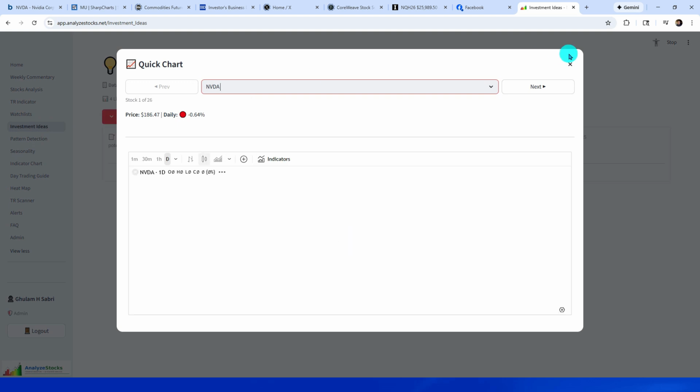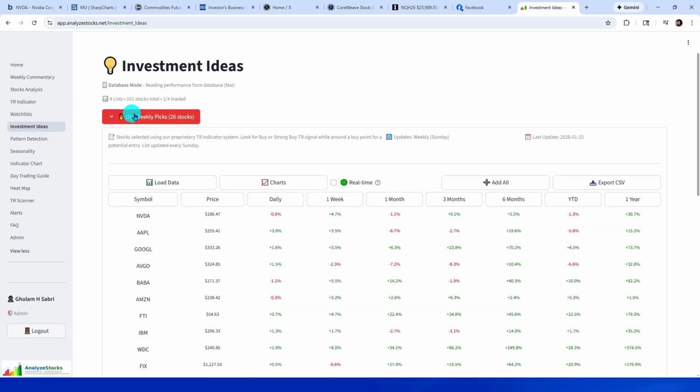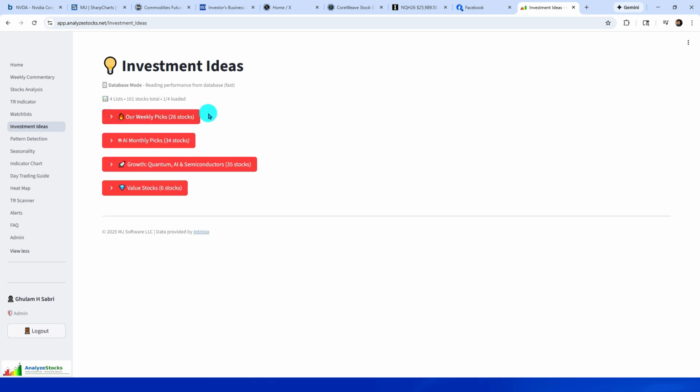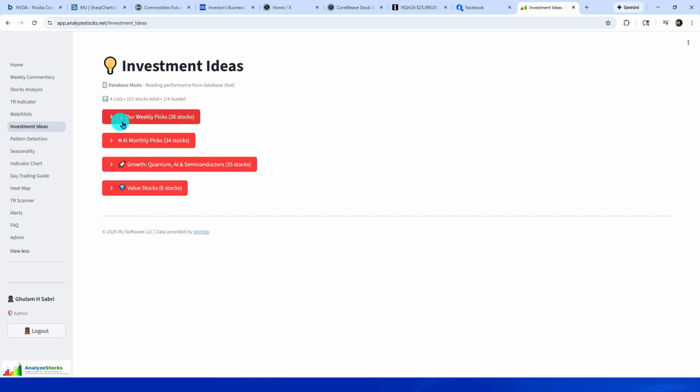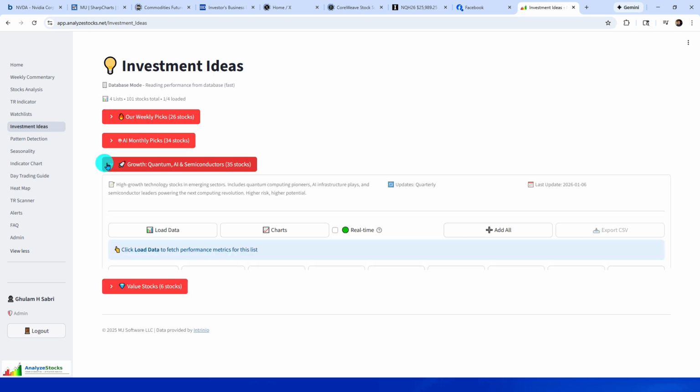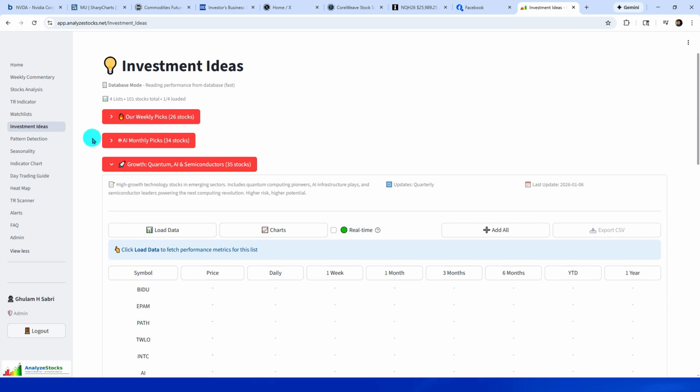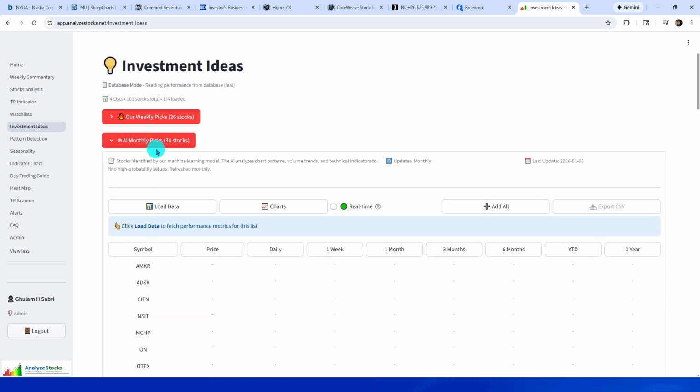This is also an interesting area where we have a list of our choices, like our weekly picks and our AI monthly picks. These are updated every month, except for the weekly picks, which are updated every week. And you can get investment ideas from here. You can choose a stock of your choice from here. For example, this AI monthly picks. This is the month of January.